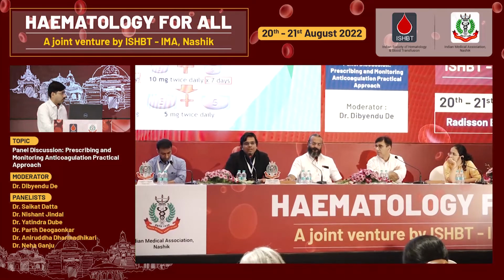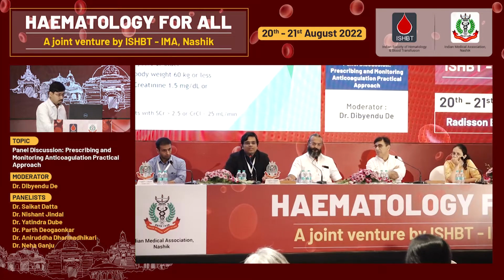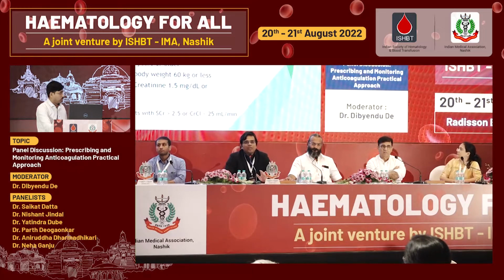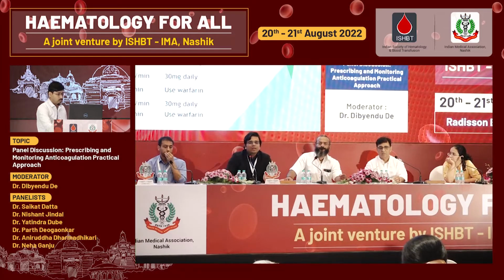Above a GFR of 50, all the NOACs can be given at a regular dose, as you can see on the screen. From a GFR of 15 to 50, usually the recommendation is that the dose of the NOAC should be halved. And below 15, the current recommendation is not to use the NOACs. But if you want to use some of the novel oral anticoagulants, the preferred one is apixaban, which can be given in half dose, that is 2.5 milligrams twice a day.